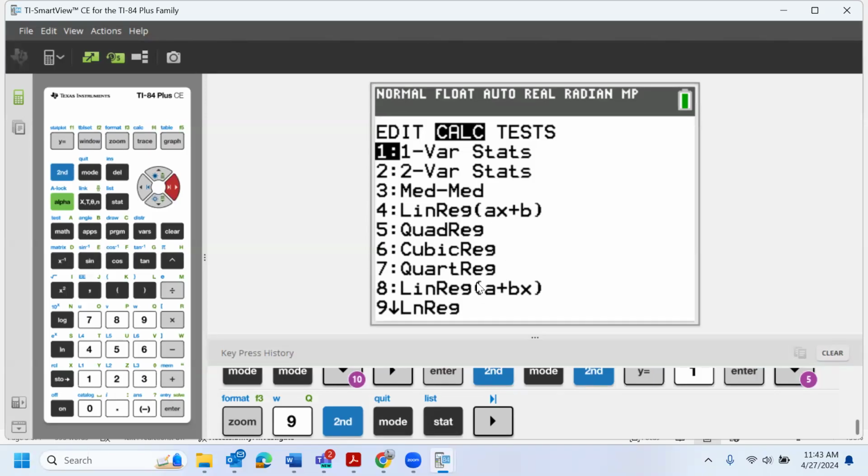If you don't want to get confused with the question, just see whether the question wants ax plus b or a plus bx. Both are the same. But the value of a here is the value of b. A here is the gradient, but here b would be the gradient. But this a and this a are not the same. They will not be the same. I'm going to use number 4.